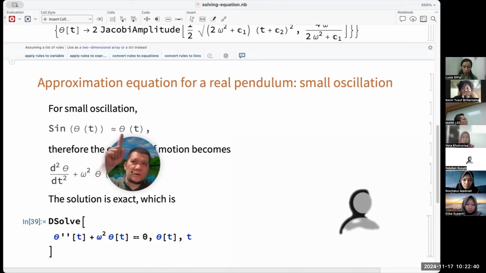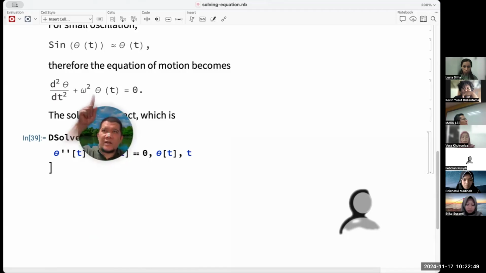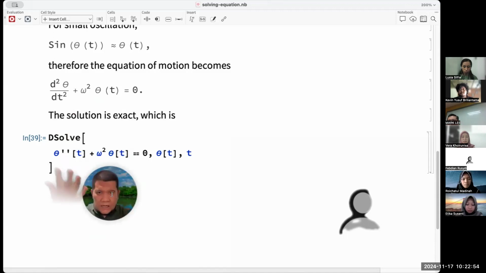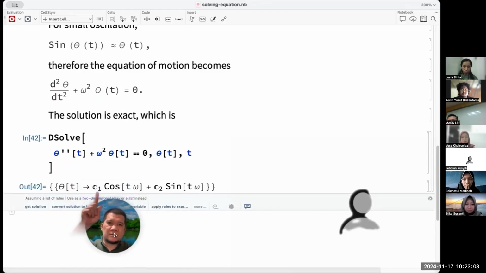When we have this approximation, the equation of motion is like this. This is a linear equation; there is no sine anymore. When we translate this equation into Wolfram language, you can also use Python or whatever you want, then straightforwardly you get the exact solution. So we have two kinds of equations: one which has an exact solution, and another where you need to make some approximation. Finally, you will get an approximate solution.